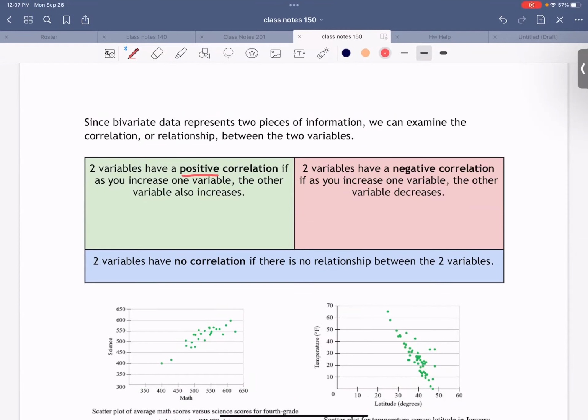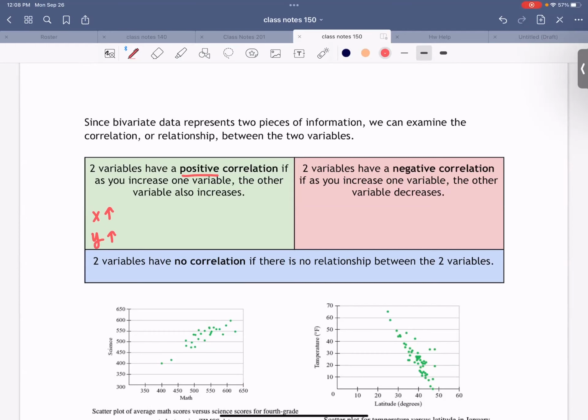Now, the way I like to look at positive correlation is, let's just say our one variable, let's just call it X. Let's say we increase that one variable. So we increase the temperature, for example. If X and Y have a positive correlation, would you expect Y to also go up or to go down? Go up, right? So positive correlation just means that as we increase one variable or as we do something to one variable, the other variable does the same thing, okay?